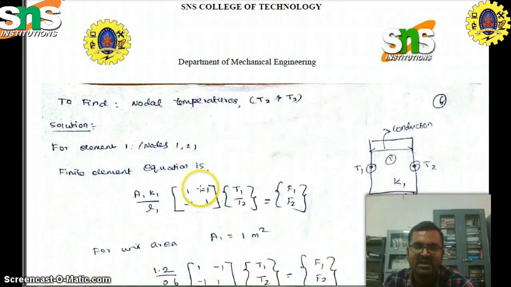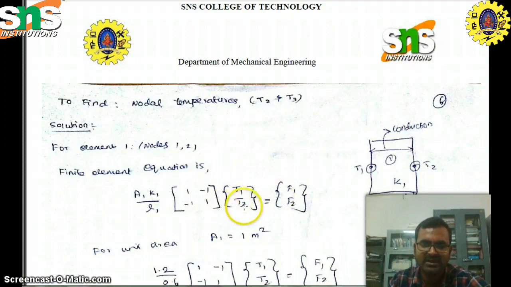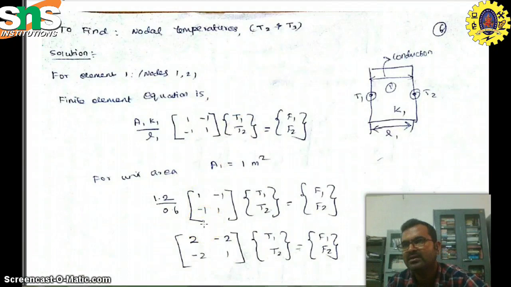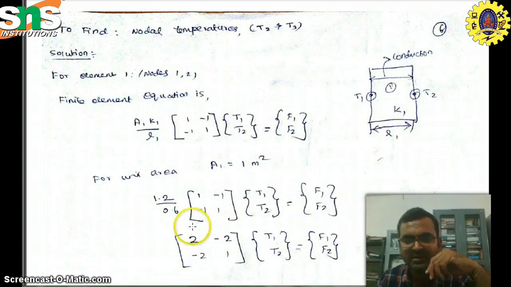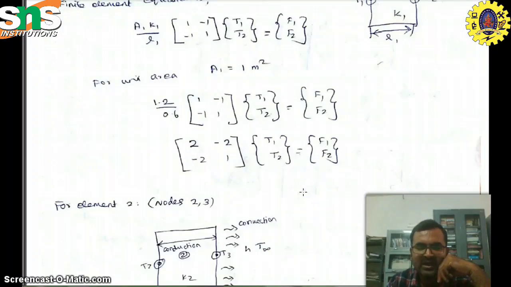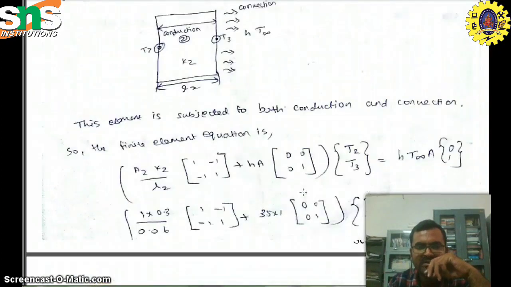First we have to calculate the finite element equation for element 1. The normal finite element equation is F = K T. We cannot give the area value, so we assume the area is equal to 1 meter squared. After that we calculate the finite element equation for element 2. In the first element we have only conduction, and in the second element we have both conduction and convection, so the finite element equations will vary. All this I already discussed in my previous videos.